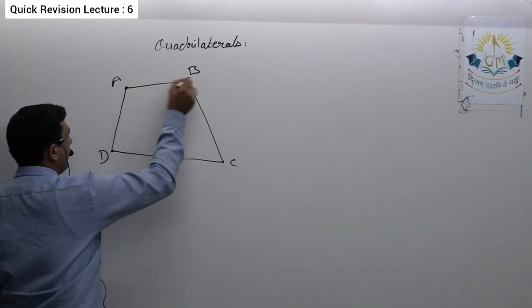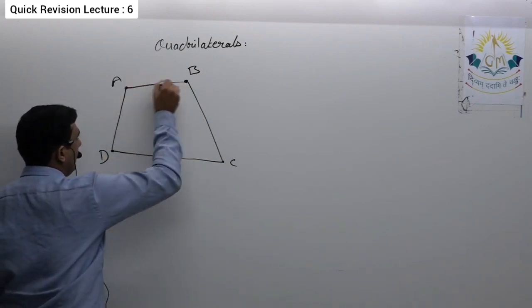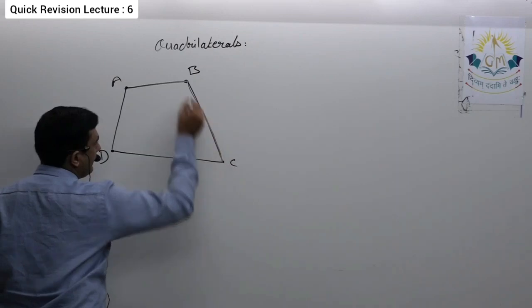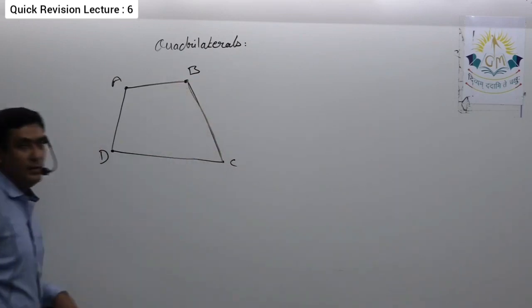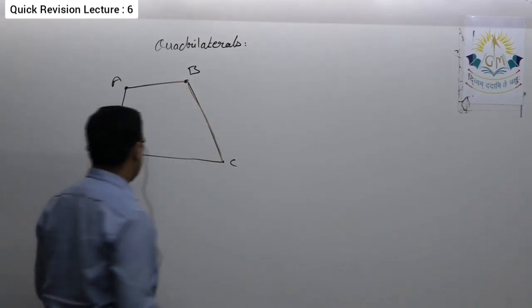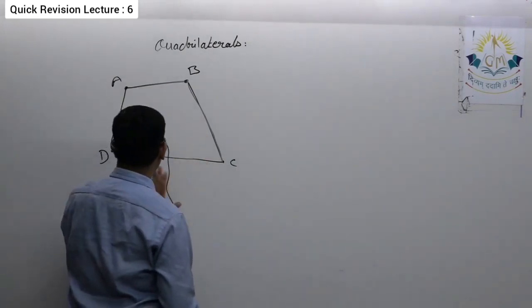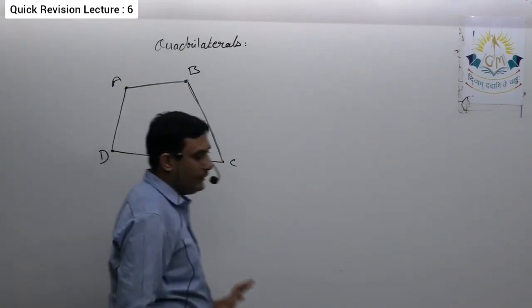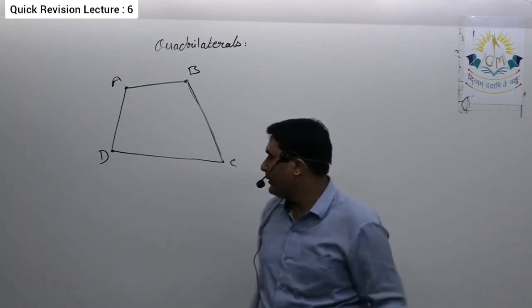Then it has four pairs of adjacent sides. For example, AB and BC are adjacent sides. Sides which have a vertex common are called adjacent sides. AB, BC; BC, CD; CD, DA; and DA, AB. These are the four pairs of adjacent sides.